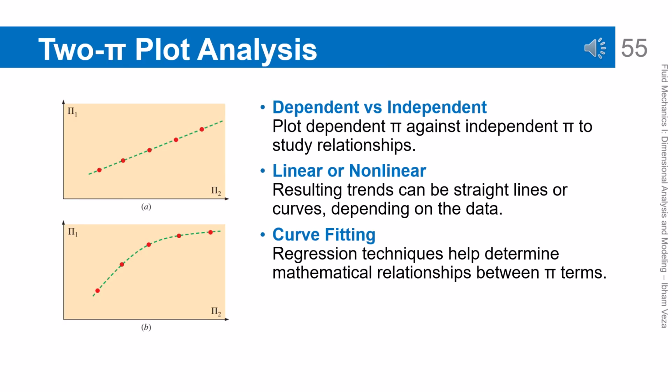2-pi plot analysis. In 2-pi analysis, one pi group is treated as the dependent variable, and the other as the independent variable. The resulting relationship can be a straight line or a curve, depending on the physical nature of the problem. Experimental data are often fitted using regression techniques to obtain a mathematical relationship. This approach is very common in experimental data processing. In this way, physical relationships can be expressed in a compact form.